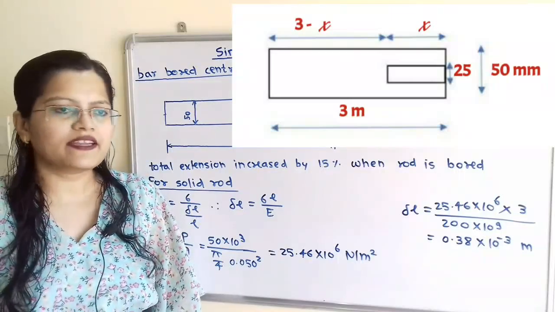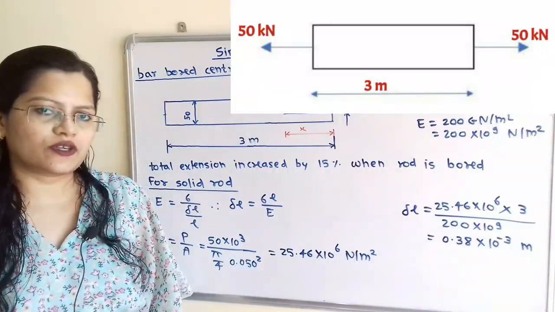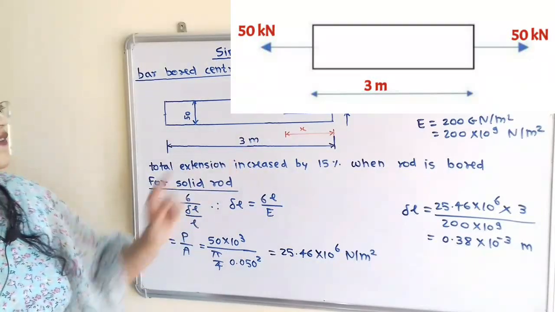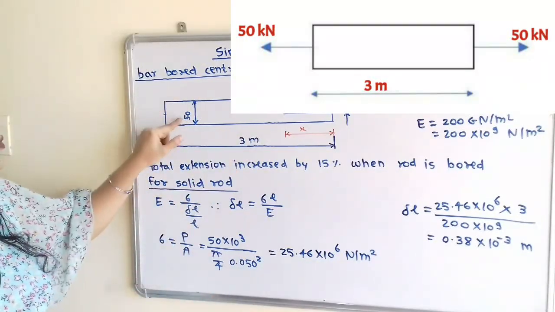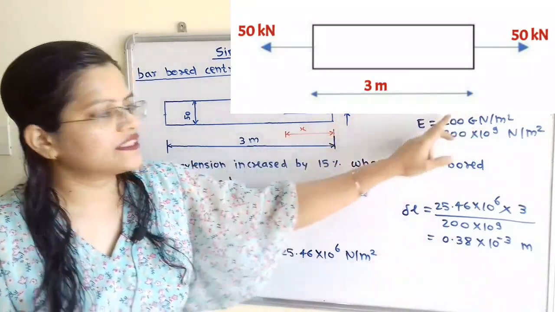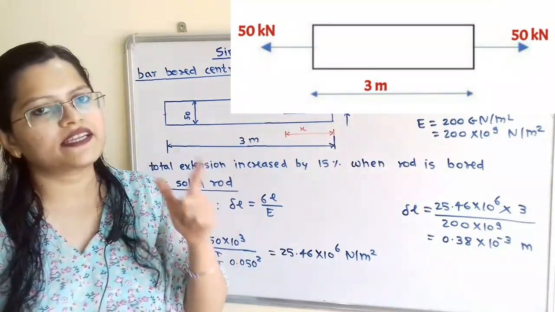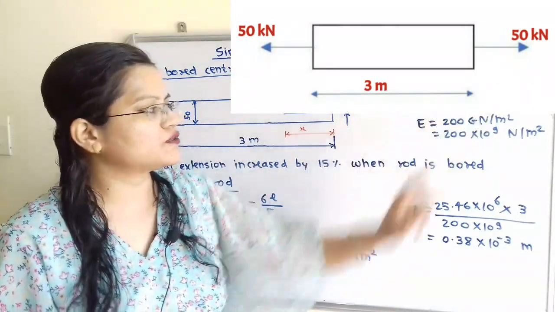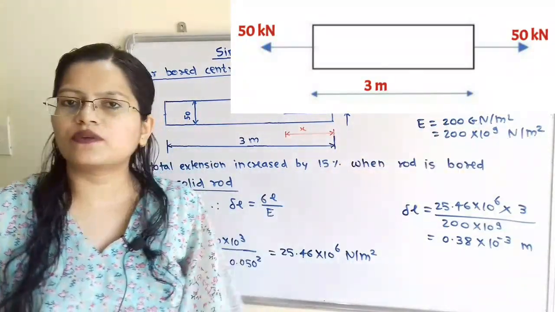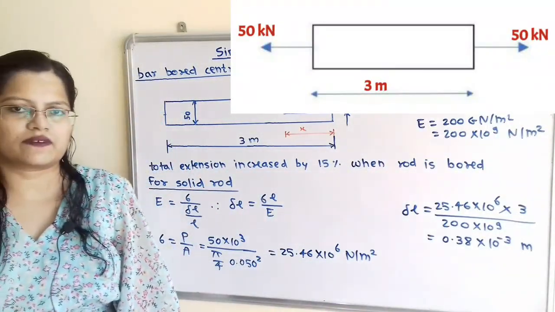So we will first find out, for the solid rod, what the extension in the rod is. Now the data is given. The total length of this rod is equal to 3 meter. Diameter is also given, 50 millimeter, and the tensile load applied on both sides is equal to 50 kilonewton. So we will write it in standard unit, 50 into 10 raised to 3 Newton. Young's modulus E is equal to 200 giganewton per meter square, and that is equal to 200 into 10 raised to 9 Newton per meter square.